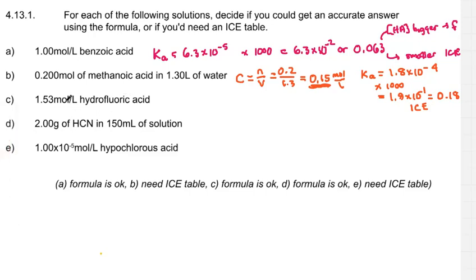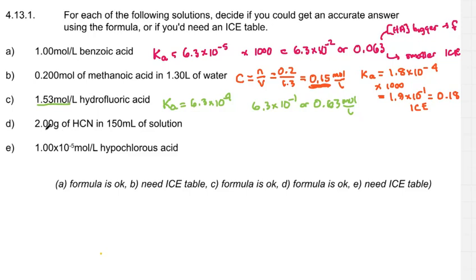Okay, hydrofluoric acid, they gave us the concentration, lovely. And HF has an acid constant of 6.3 times 10 to the minus 4. Multiply that by 1,000 and you get 6.3 times 10 to the minus 1, or 0.63 moles per liter. That's our cutoff. If we're stronger than that, we can use the formula, and hooray, we are. The solution's strong enough that we don't need to go to an ice table.